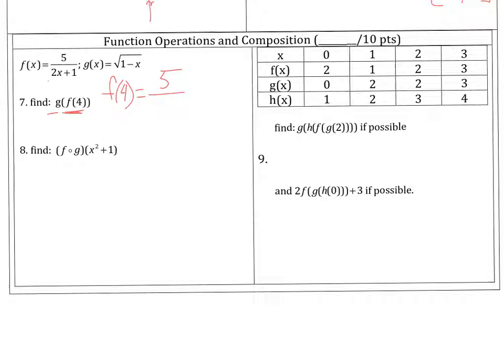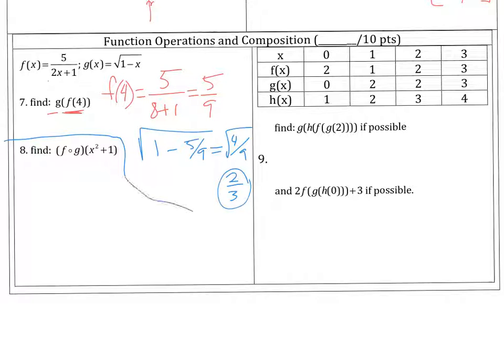2 times 4 is 8. 8 plus 1 is 9, so we got 5/9. Okay, and again, we're going to take this and plug it into the other function. So that's the square root of 1 minus 5/9, which is the square root of 4/9, which is 2/3. That's your final answer.